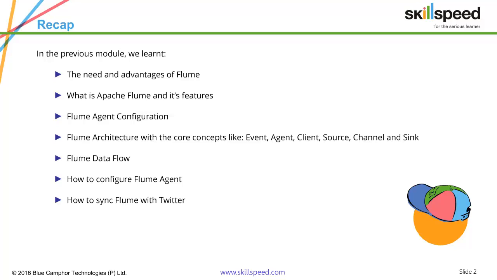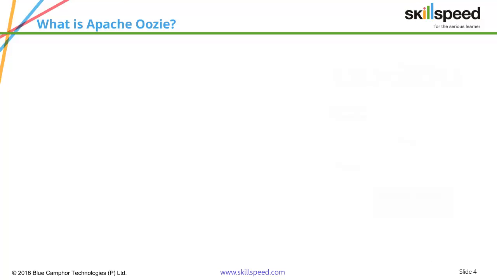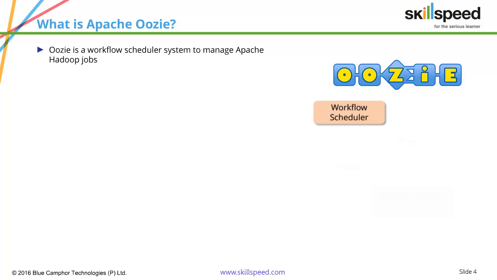So in this lesson, we'll be talking about what is Apache Oozie and what exactly Oozie does and where Oozie fits in the Hadoop ecosystem. So let's define what is Apache Oozie. To put it very simply, Apache Oozie is a workflow scheduler to manage Apache Hadoop jobs.